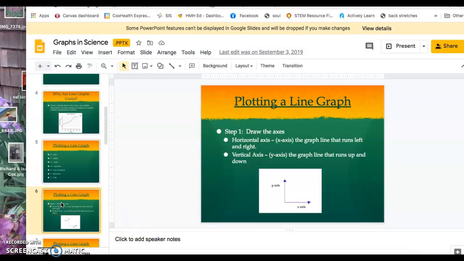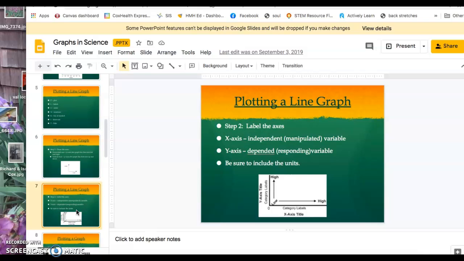Okay, so when you're plotting a graph, you have to start with your axes. Your horizontal axis, that's the one at the bottom. It goes across. That is called your x-axis. It runs left to right. Your vertical axis, that's the one that goes up and down. That is your y-axis. So you start with those.